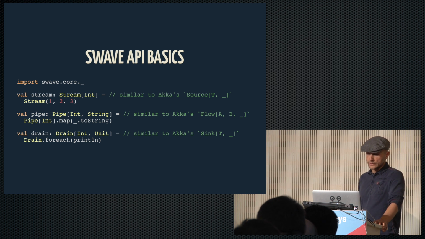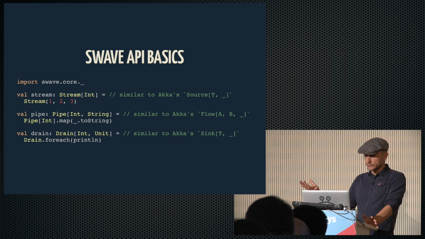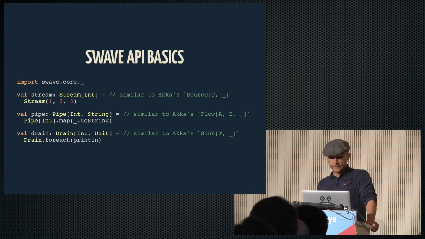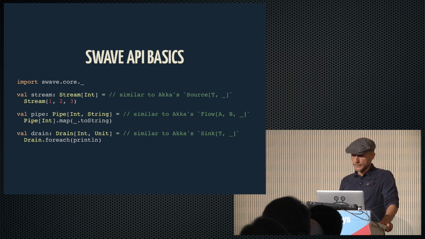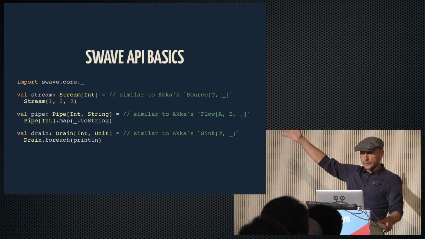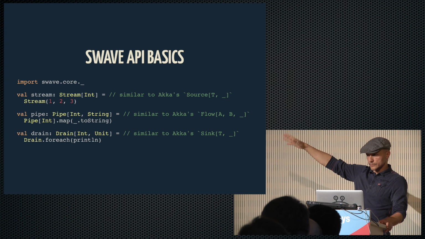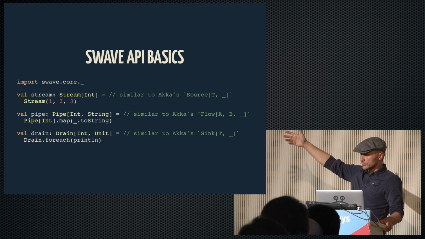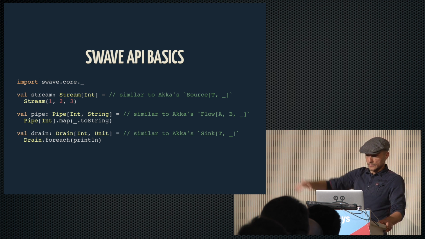So there's a Swave core Stream, which is similar to the Source. There's a Pipe, which is similar to the Flow. And there's a Drain, which is similar to the Sink. And as you can see already here, there's no additional type parameter like you have in Akka Streams, where there's the materialization value as a type parameter. This doesn't exist in Swave, and we'll see later why that's the case.